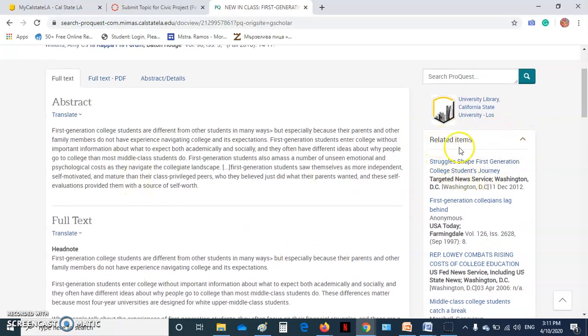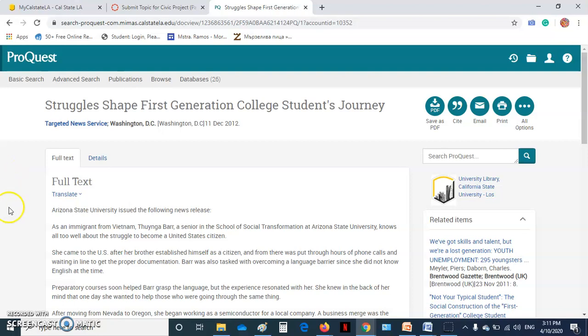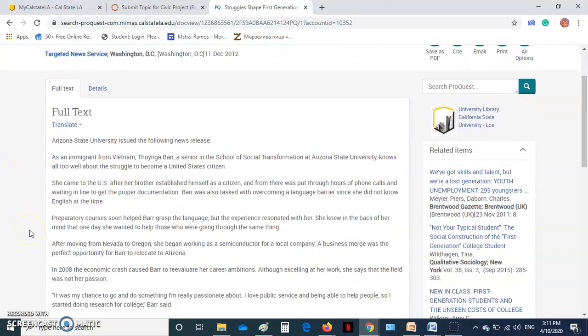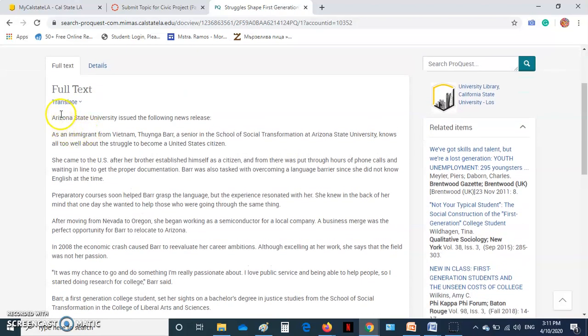So over here you have related items. You can choose one of these or you can go back if you want to. This one does not have an abstract. So see, this is a news release. It's not quite what you're looking for. So it's better that you look for a scholarly article, not a blog, not a news release, but something that's an article. Let's see this one.